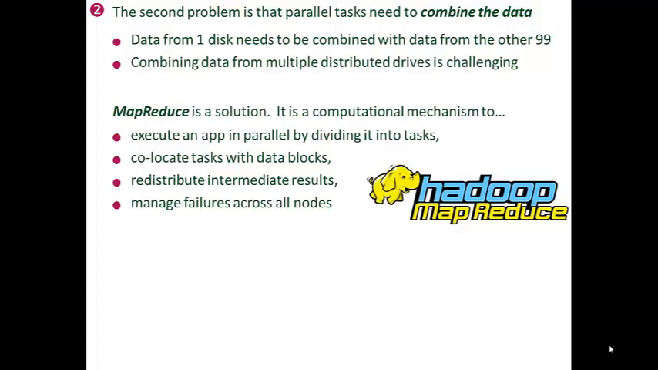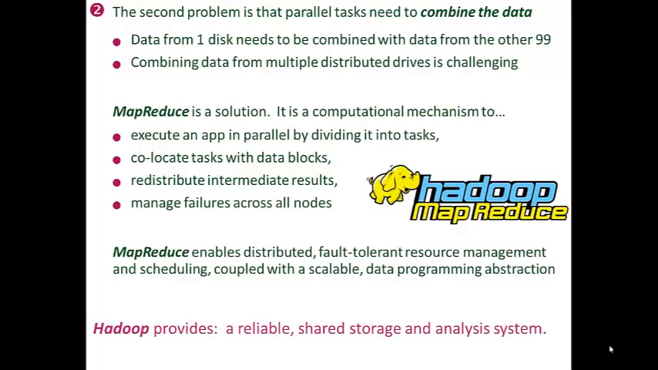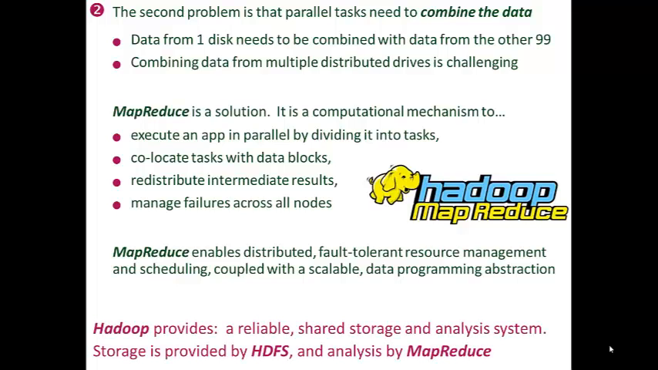MapReduce offers a solution to this problem. MapReduce is a computational mechanism that executes an application in parallel by dividing it into tasks, co-locating the tasks with data blocks, redistributing intermediate results, and managing failure across all nodes. MapReduce enables distributed, fault-tolerant resource management and scheduling, coupled with a scalable data programming abstraction. So this is what Hadoop provides: a reliable shared storage and analysis system. Storage is provided by HDFS, and analysis is provided by MapReduce.